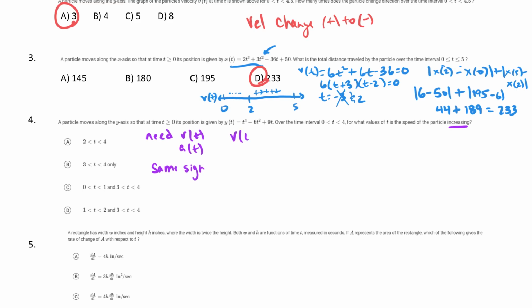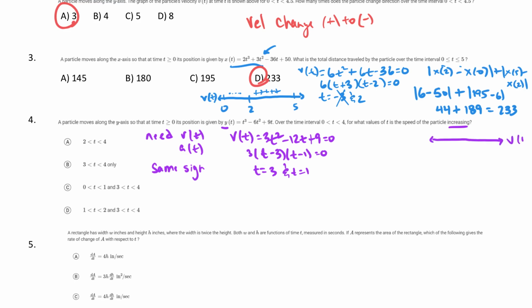Okay, so they either need to both be positive or both be negative. So v of t comes out to be 3t squared minus 12t plus 9, by taking the derivative of this y of t equation. I set this equal to 0, and I can take out a 3. I'm left with t squared minus 4t plus 3. I factor this, I'll get t minus 3 and t minus 1 equaling 0. So this happens at t equals 3 and t equals 1. I'll put that on a number line, and in fact, let's just do it right here on the side so I can show you.